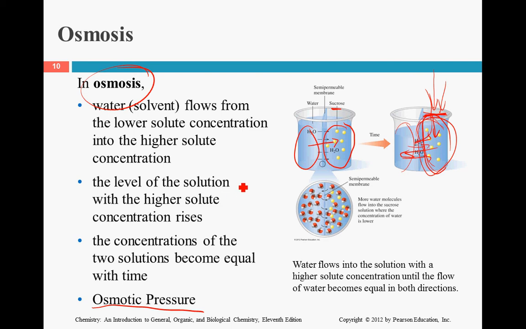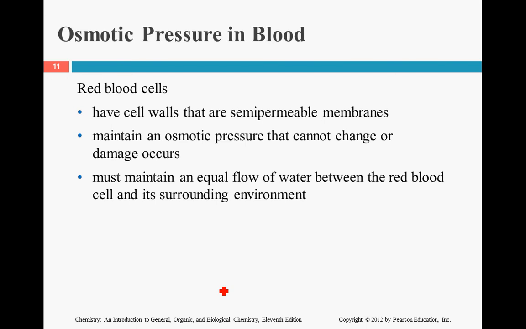The level of the solution starts to rise because that water dilutes the solution. It will not necessarily become equal over time. It could, depending on the concentrations on both sides, but that osmotic pressure is what's going to be becoming equal. Now, this actually has a really important value as far as biological substances because of the red blood cells.